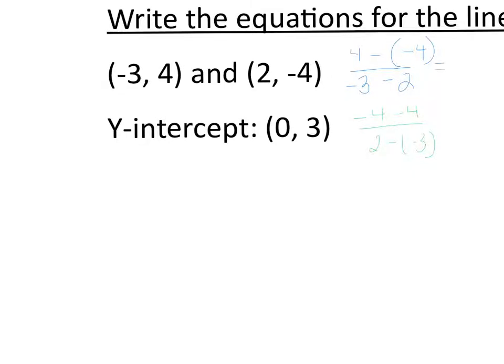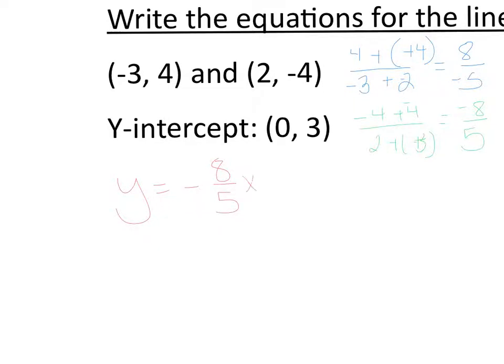4 minus -4 becomes, add the opposite, 4 plus 4, which is 8, over -3 minus 2, add the opposite, becomes -5. Or we can say -4 minus 4, add the opposite, becomes -8, over 2 minus -3, add the opposite, becomes 2 plus 3, which is 5. So either way, we end up with a slope of -8/5. The negative typically is associated with the numerator.